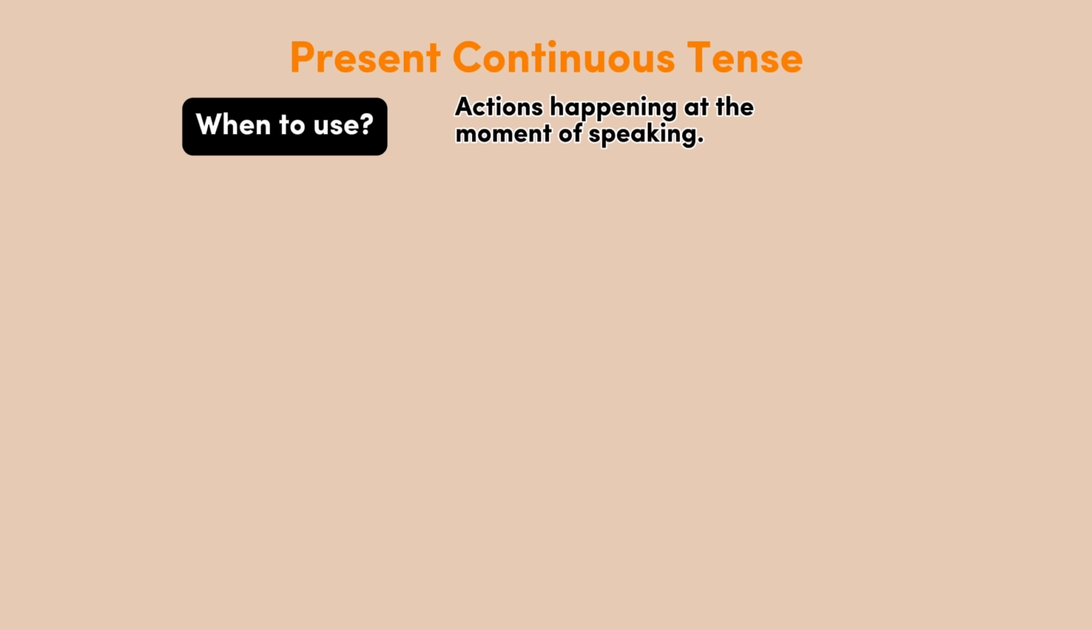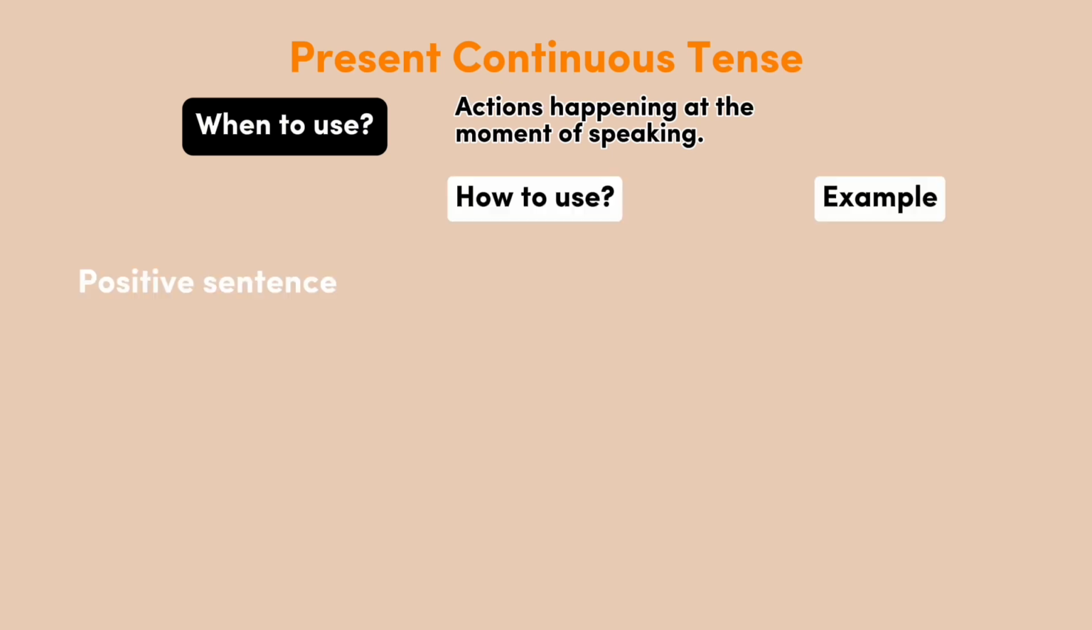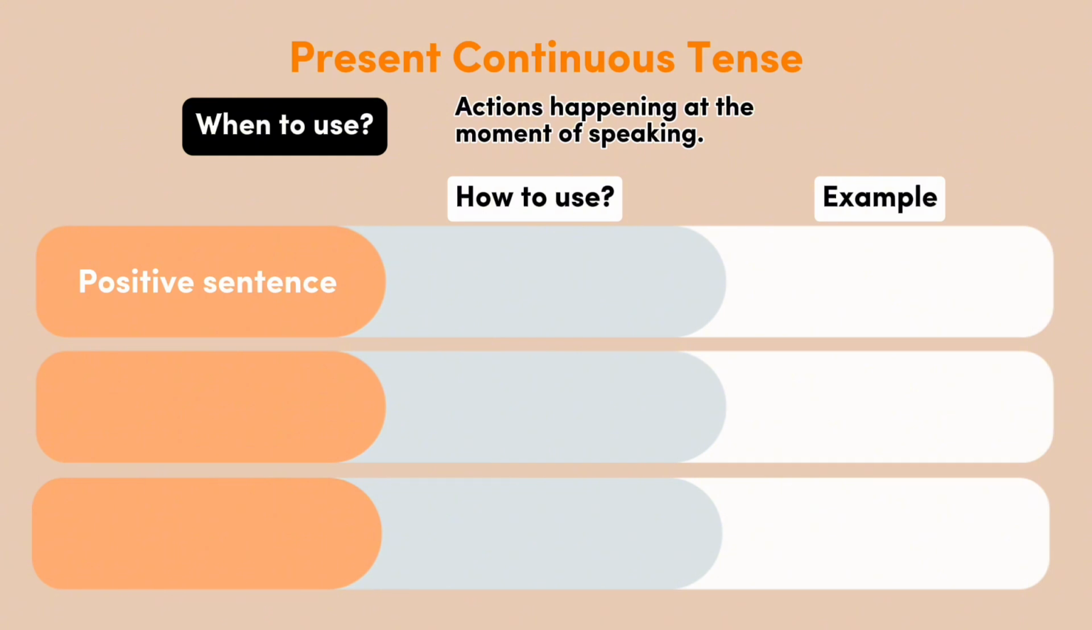The present continuous tense describes actions happening at the moment of speaking or actions happening around the current time. Positive sentences: when you combine am, is, or are with a base verb and add ing to the verb, you form the present continuous tense. Examples: She is reading a book right now.